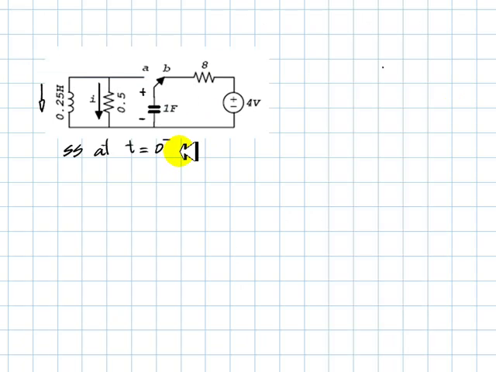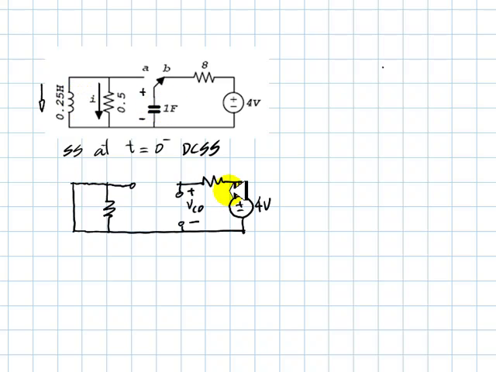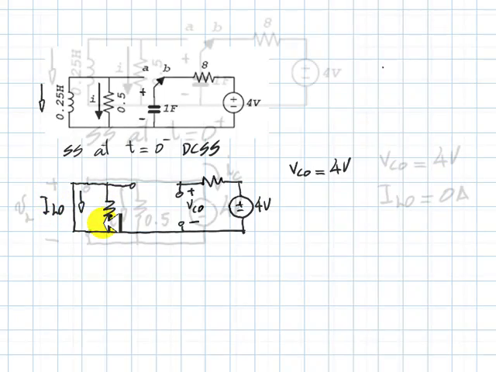The first thing we do is to take a snapshot of the circuit at t equals 0 minus, that is, right before we move the switch. The circuit is in DC steady state, so the capacitor is represented by an open circuit and the inductor with a short circuit. From this snapshot, we immediately realize that the voltage in the capacitor, VC0, is the value of the source, 4 volts, and the current in the inductor, IL0, is 0.